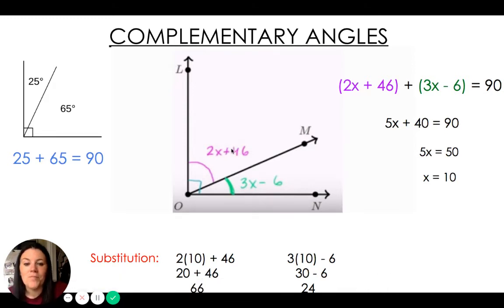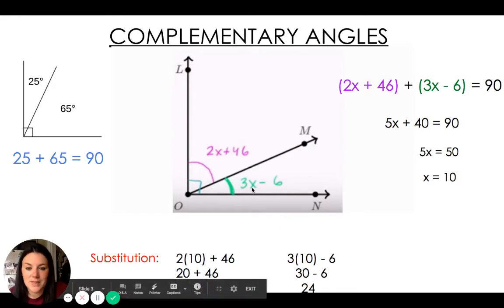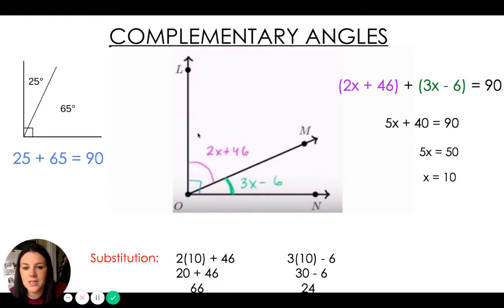And then you would do it for the green. 3 times 10 is 30, minus 6 is 24. So you have this little angle here is 24 degrees, and this bigger one is 66, which when added together does indeed equal 90 degrees.